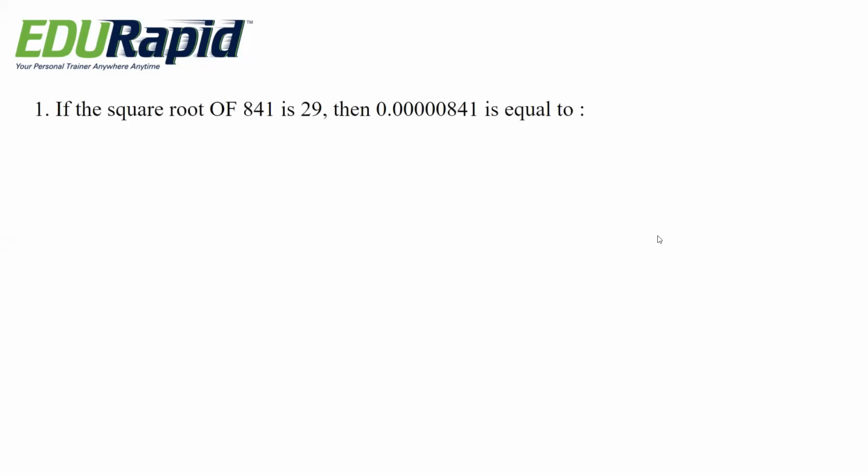First question, if the square root of 841 is 29, then the square root of 0.0000841 is equal to what? Options are 0.029, 0.0029, 0.00029, 0.29.